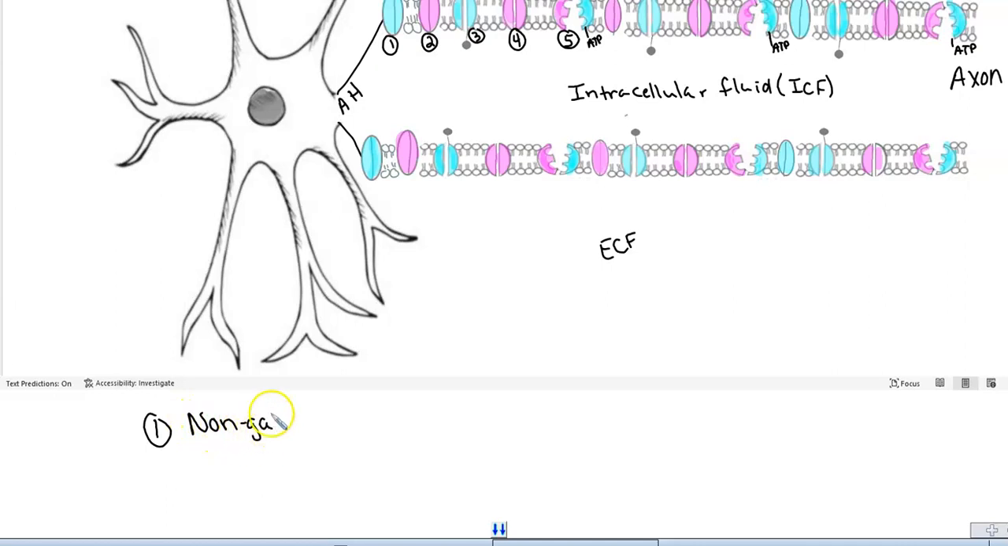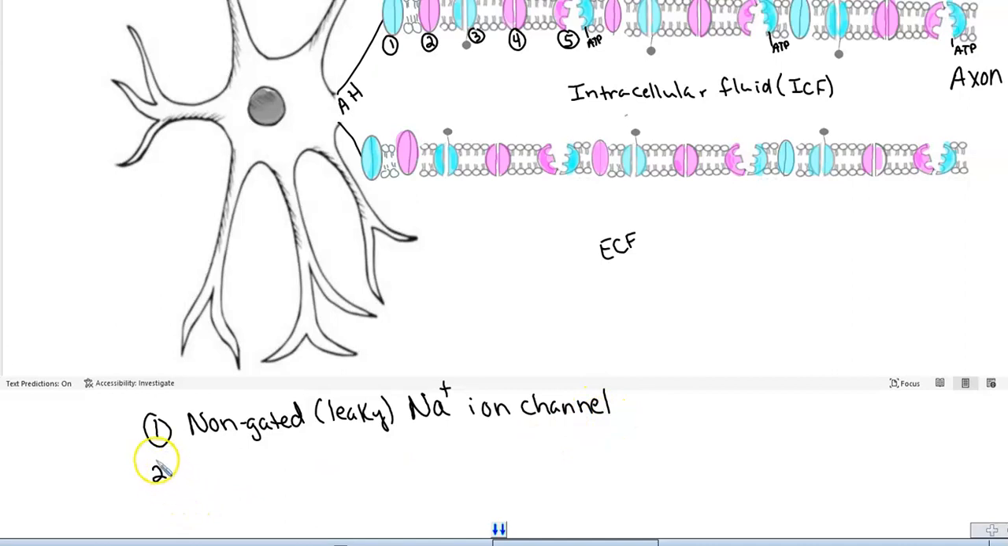non-gated, which means it's not totally closed, but it is a leaky, because it means it's going to let some seep through. Sodium ion channel. Sodium is Na with a +1 ion channel. So it's allowing sodium to leak one direction through the membrane. We'll come back and talk about which way it's leaking in just a minute.